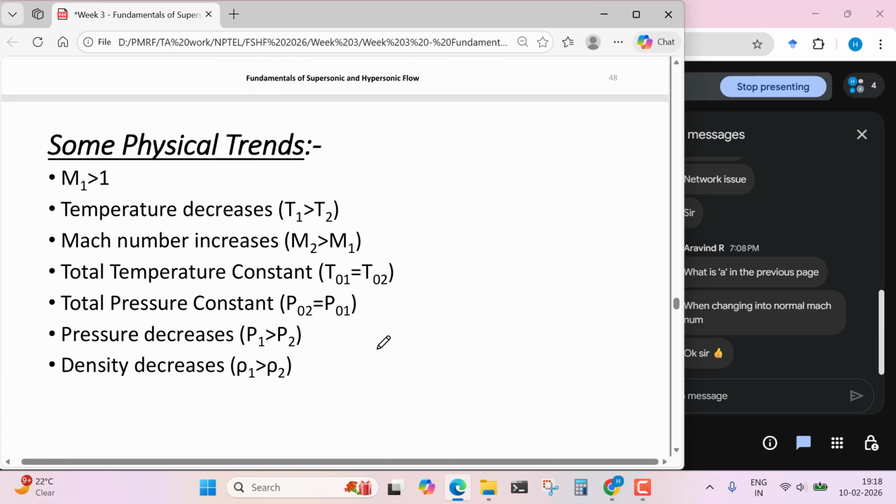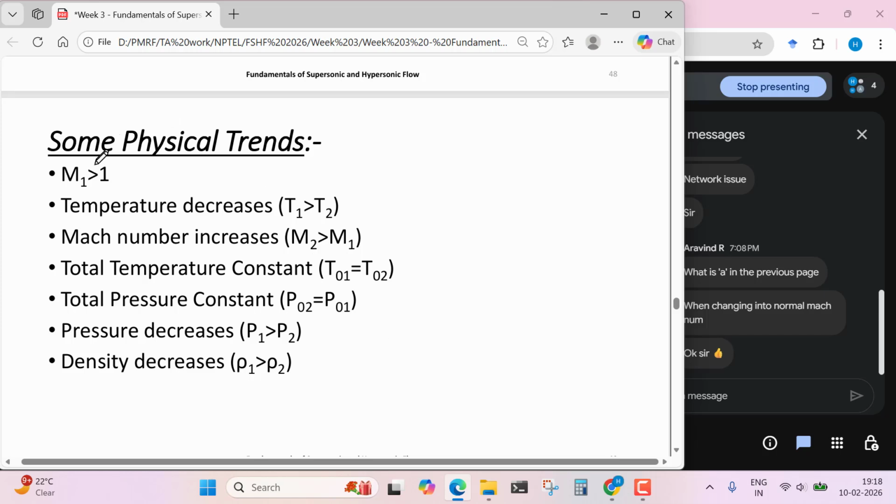And some physical trends: the initial, upstream Mach number is always greater than 1; temperature, pressure and density all decrease. And as the flow is isentropic, total temperature and total pressure remain constant, and Mach number increases.